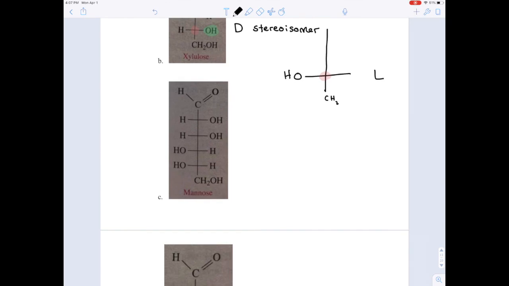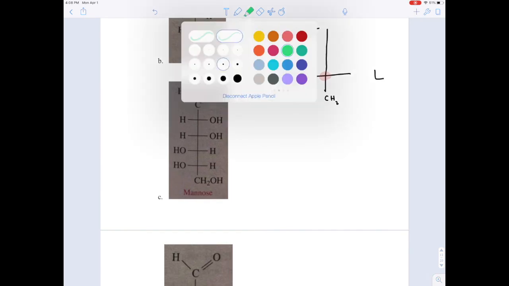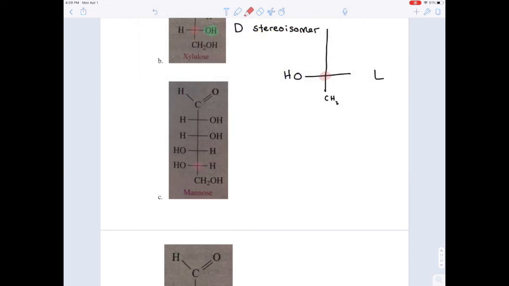For C, let's look down at that last chiral carbon. This one right here, not the one at the very bottom, the last one that's chiral, it's bonded to 4 different things as a part of the Fischer projection. The OH in this one is going to the left. And so this is an L stereoisomer.